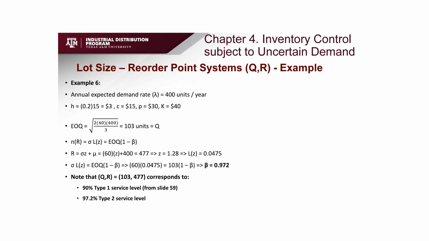I mean, that 90% type 1 policy is quietly delivering 97.2% fill. Type 2 looks better, because partial fills still count.